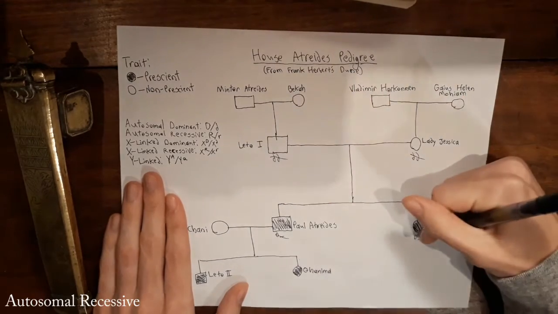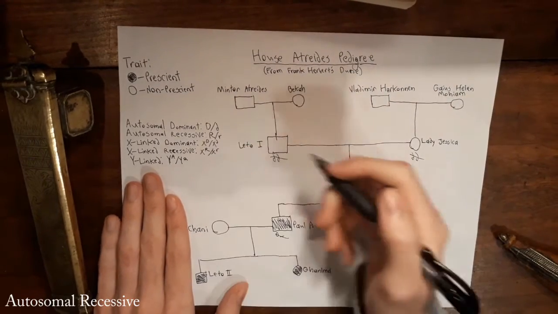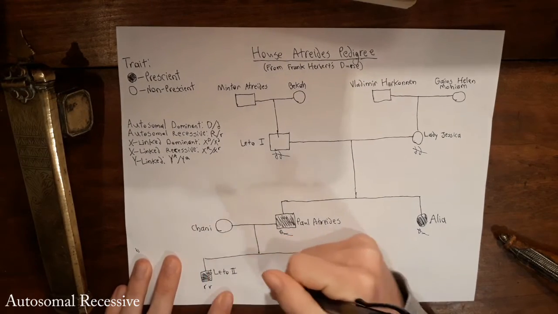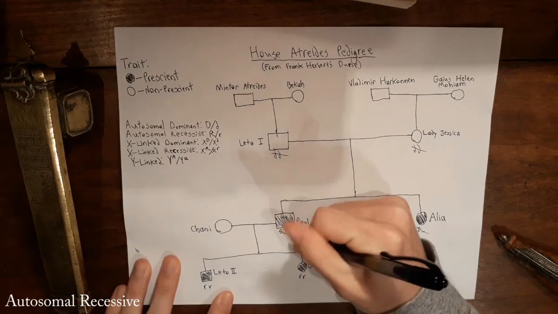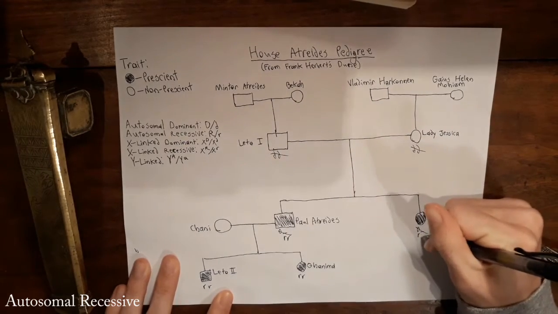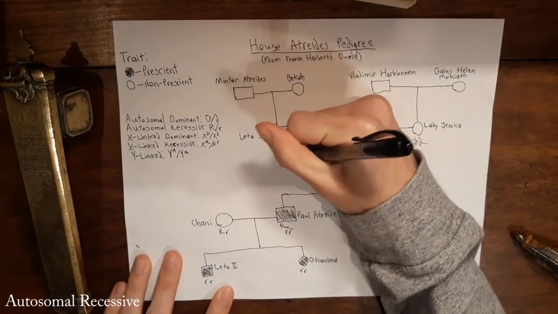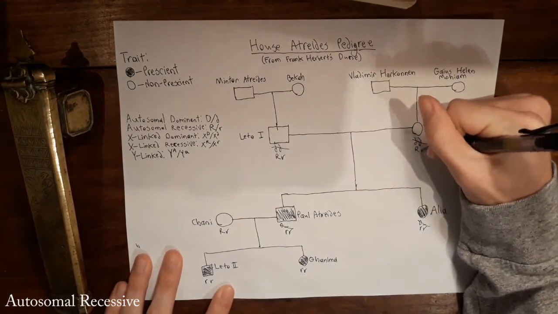It is possible that prescience could be autosomal recessive. In autosomal recessive, an individual must be homozygous recessive to show the allele. Paul, Alia, Leto II, and Ghanima would all be rr. Chani, Leto I, and Lady Jessica would have to be heterozygous to provide a recessive allele to their children.